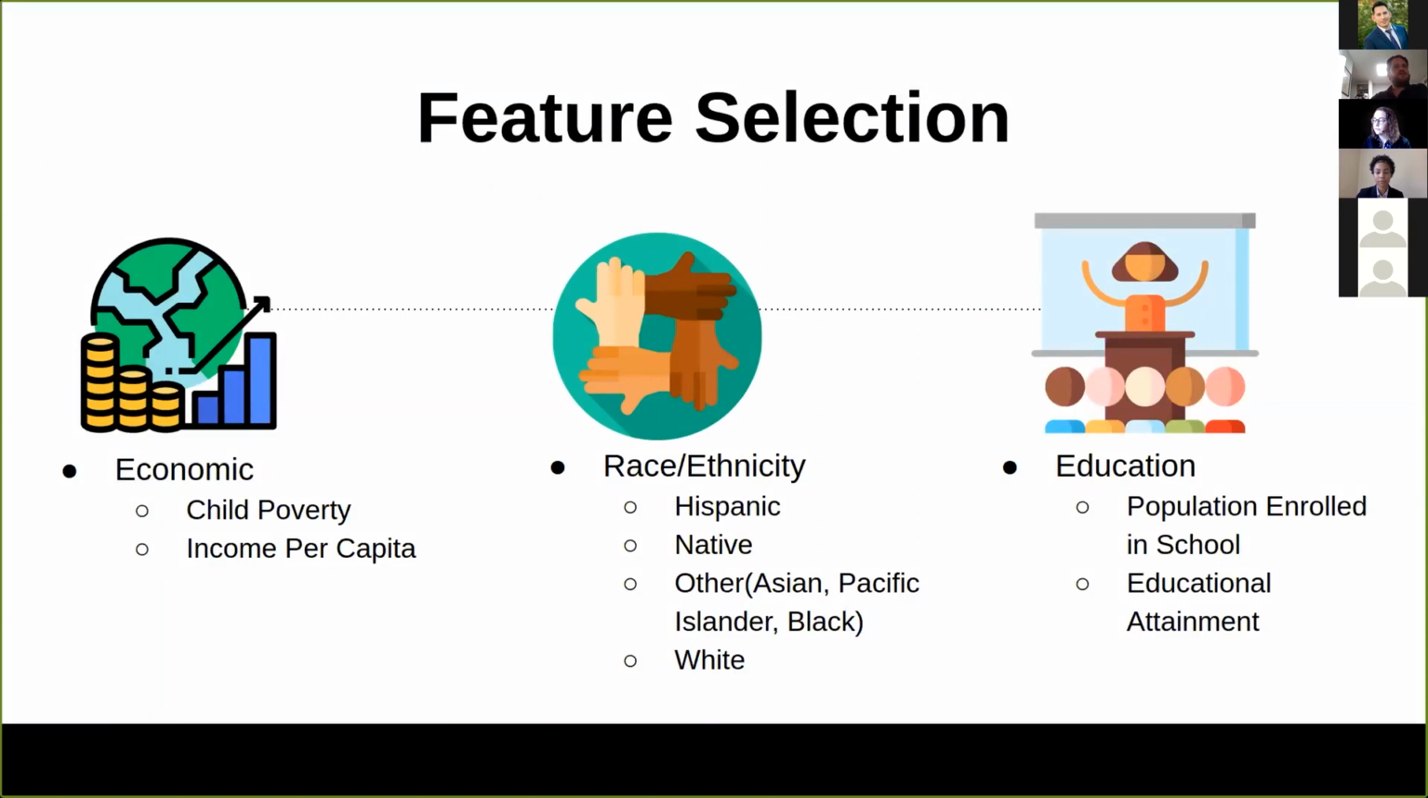With a vast amount of features, we narrowed our selection to those that were deemed most useful for our problem definition. These are economic data, such as income and poverty, racial and ethnic demographics data, and education, such as enrollment and educational attainment data.